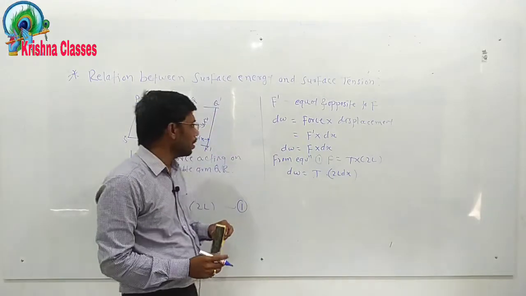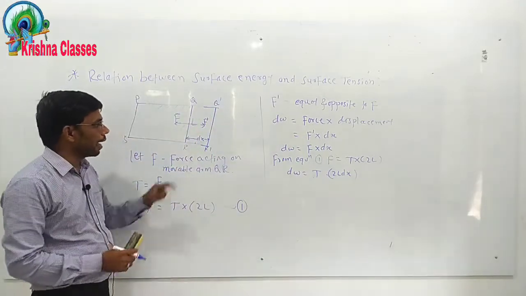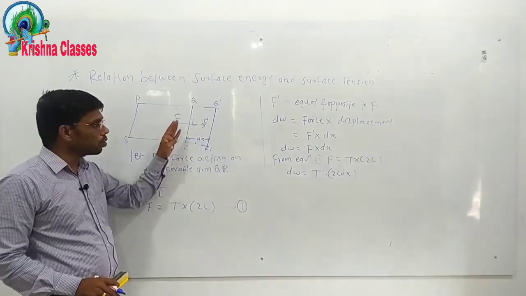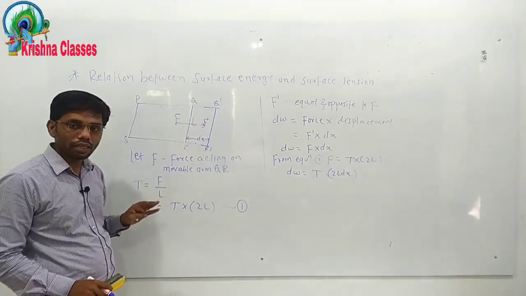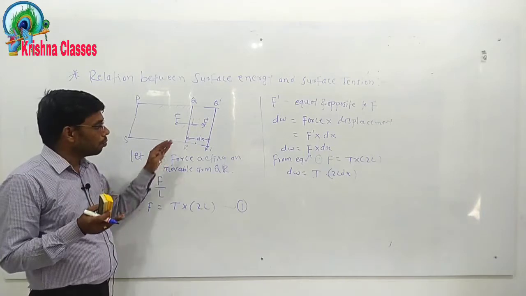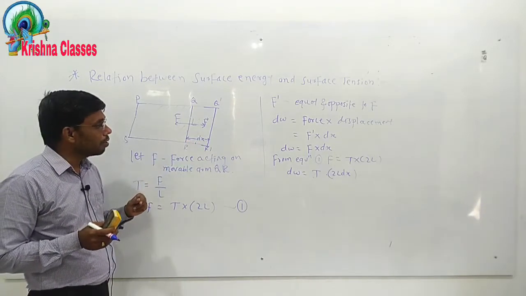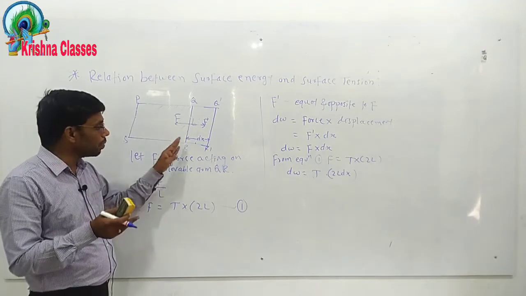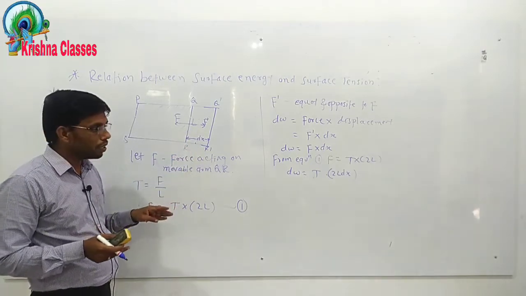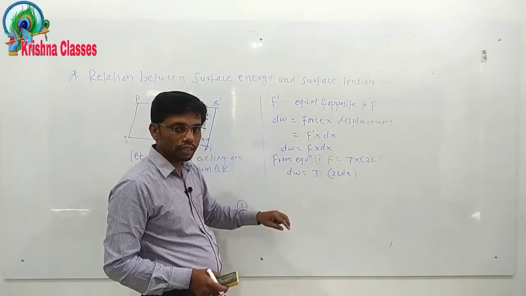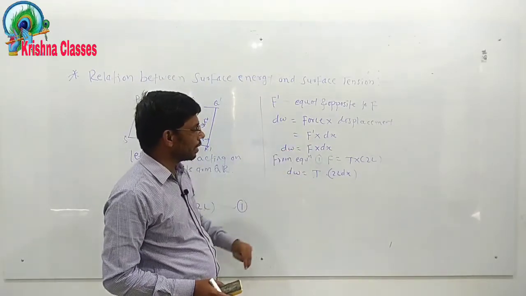So now see here, this is a rectangular frame. Because of the application of force F dash, the frame will move from QR to Q dash R dash. During this movement, the frame will travel, or suppose it covers, a distance of dx. Some work is done to move that frame from one place to another. So that work done is dW equal to F dash into dx, that is F into dx.